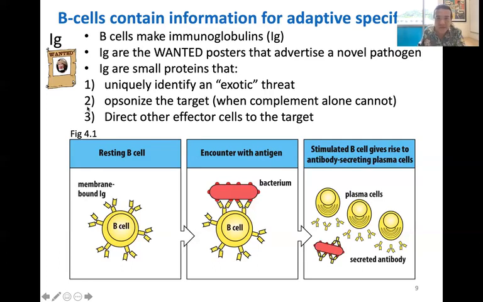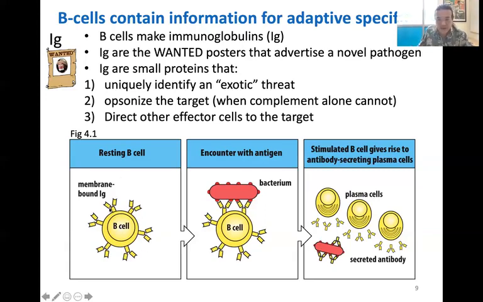Antibodies, or sorry, immunoglobulins can also help by opsonizing the target. In other words, covering the target with immunoglobulins when complement alone cannot succeed. And importantly, immunoglobulins can help direct other effector cells, not only to recognize that it's a target, but help other effector cells focus their attention on attacking a target.